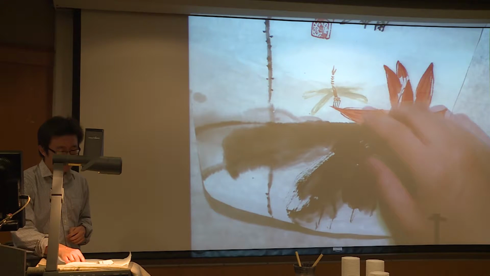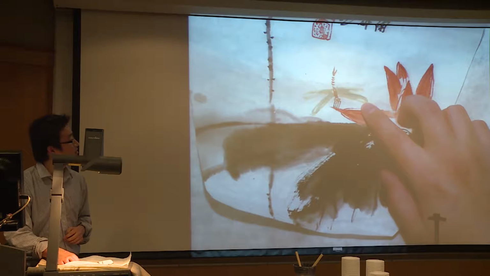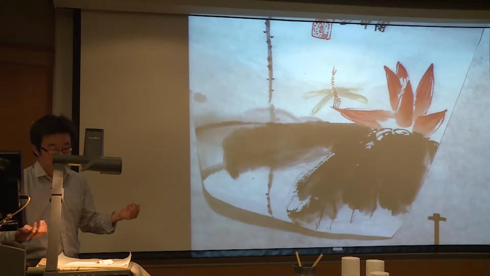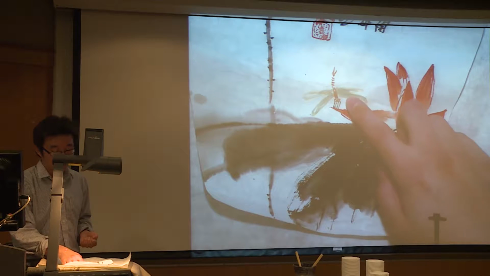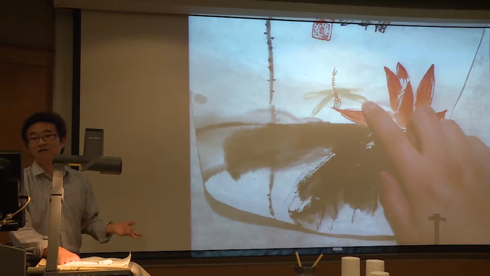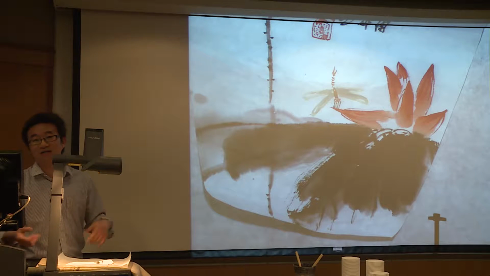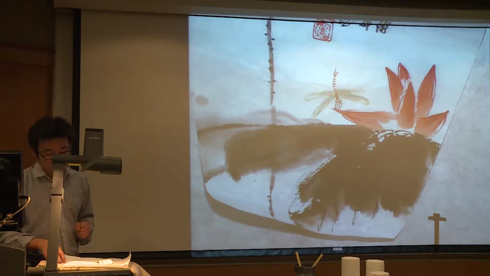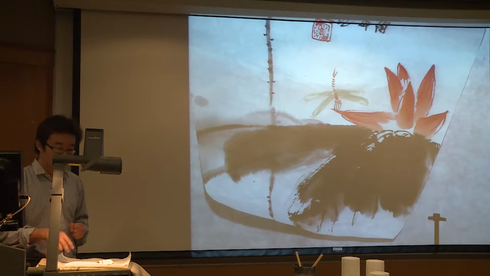And we have a little dragonfly here. We can tell that the wings of the dragonfly are green. I can tell you how to get this green. It's not a green color. It's mixed from two colors.